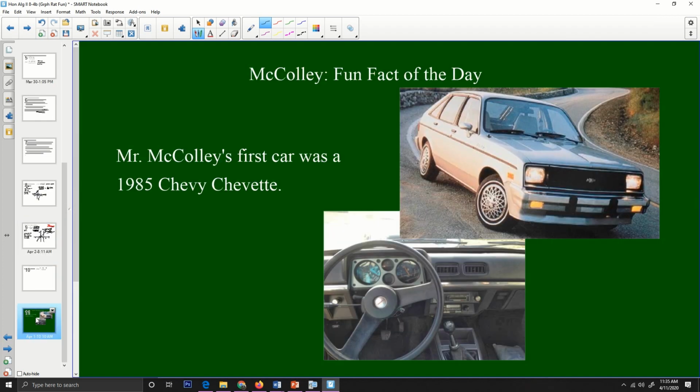And the Macaulay fun fact of the day is that Macaulay's first car ever was a 1985 Chevy Chevette. It was a little 4-cylinder. It was a stick shift that had 4 gears. There was only vent and heat. There was no air conditioning in it. And the radio had 1 speaker that was right about there. And you can see there was just an itty bitty little accelerator button, and it was a great car, and I miss it dearly.